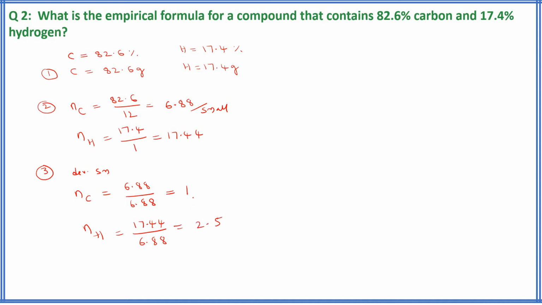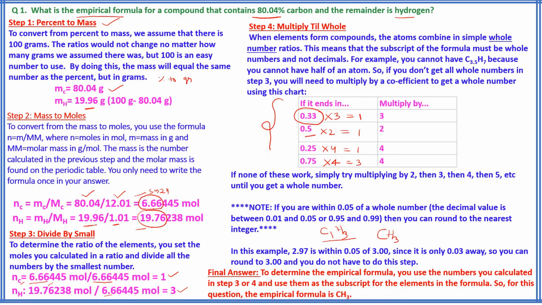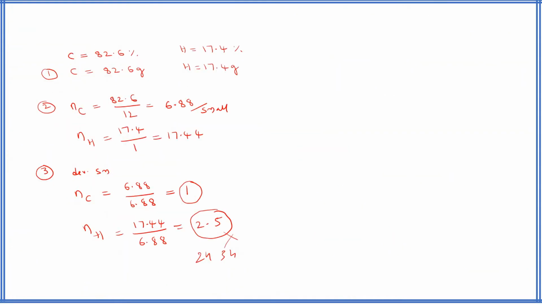Now we get 1 carbon, no problem. But will we have 2.5 hydrogens? No, we don't have 2.5 hydrogen. Either we may have 2 hydrogens or 3 hydrogens. We discussed earlier that when you have 0.5 or 0.25, you multiply with some numbers to get whole numbers. In that case, if I multiply this one with 2, what do we get here? 5.